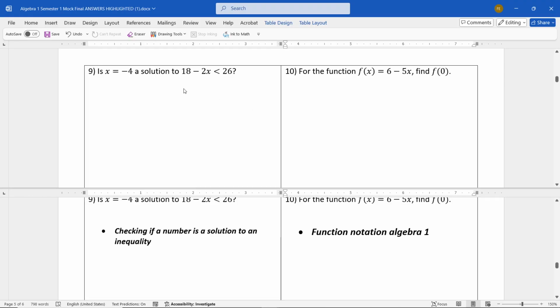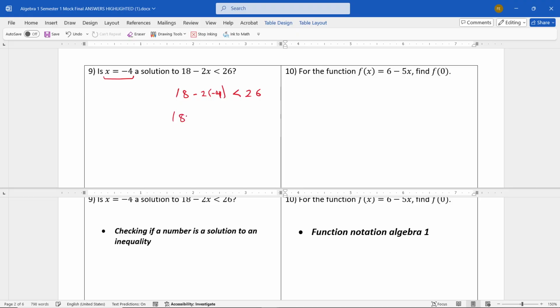Is x equals negative 4 a solution to this inequality? All we need to do is substitute negative 4 in place of x and find out is it a true statement or false. Because if negative 4 is a solution, when you plug it in, it should make a true statement. So let's find out. 18 minus 2 times negative 4. Is it true that that is less than 26? I don't know. Let's just keep calculating.